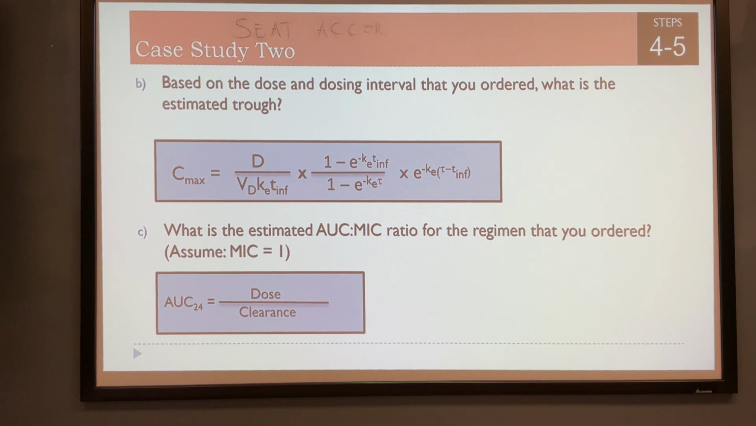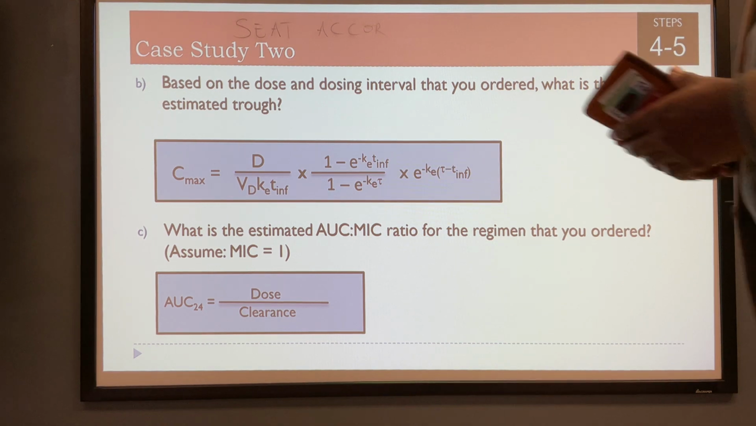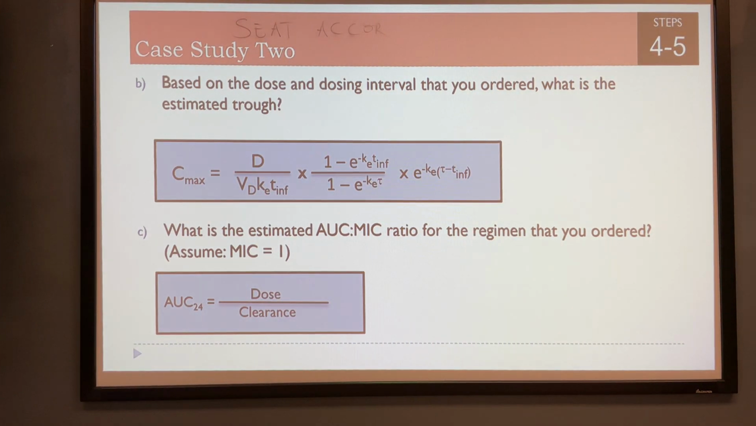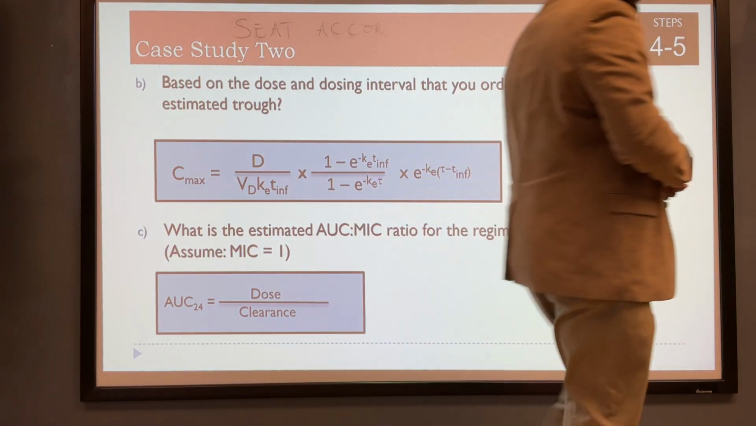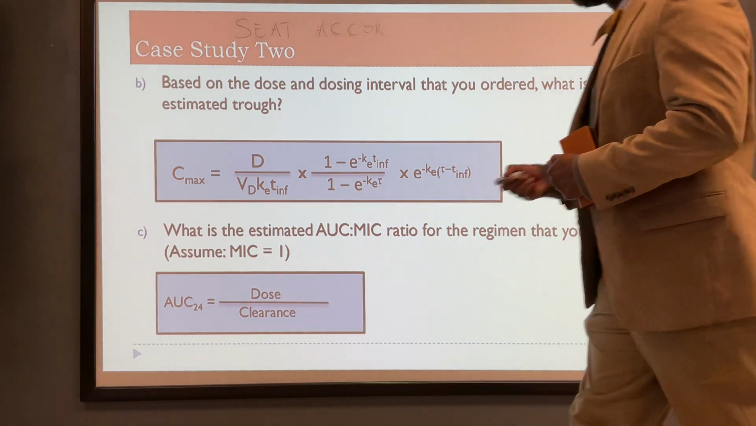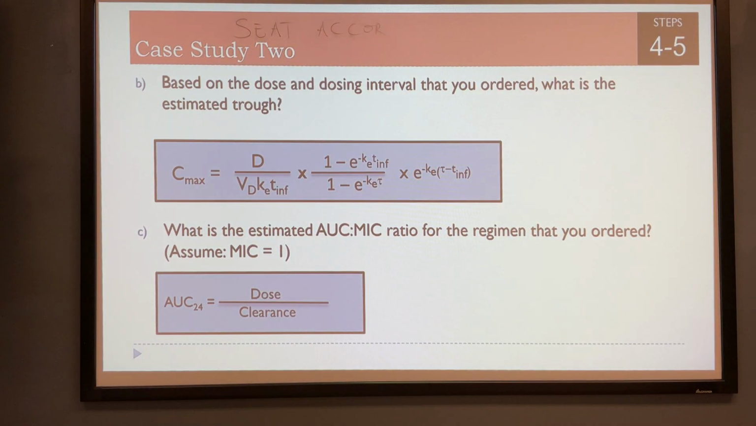Give me the volume distribution and KL. The volume distribution is 0.98 liters per kilogram. And what was the weight? Yeah, you had the 103 kg. What's KL? KL is 0.0352. Yeah. Okay.